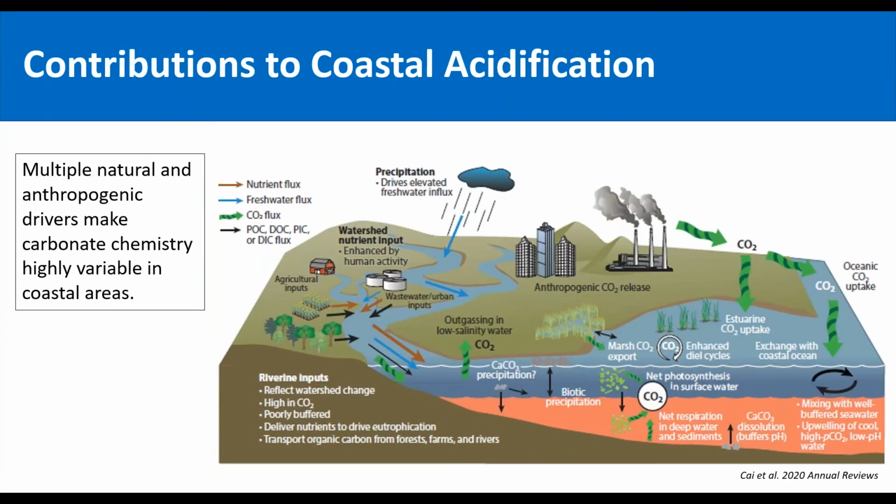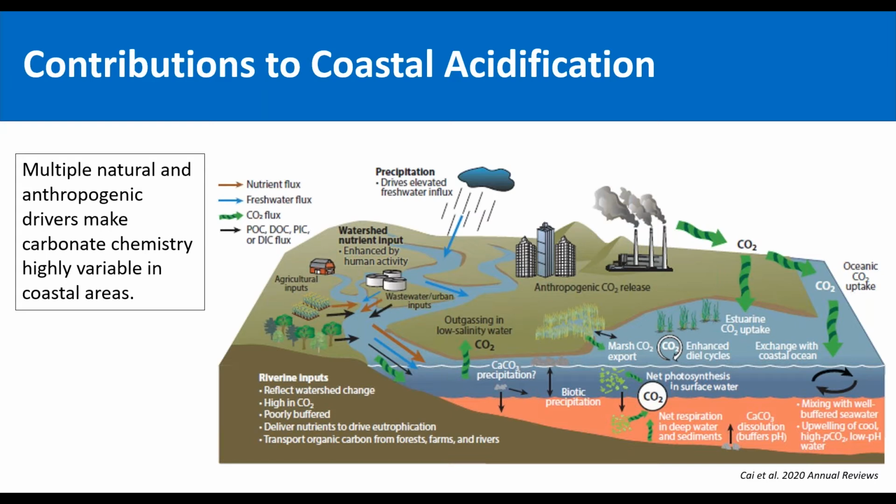So what is coastal acidification? Well, it's sort of ocean acidification plus, is the way I like to think about it. There's ocean acidification that's occurring just from CO2 exchanging from the atmosphere into the ocean, but also there's lots of other natural and anthropogenic drivers that make carbonate chemistry in these estuarine or coastal settings highly variable. So we're not looking only at CO2 from the atmosphere, we're looking at also land-based inputs that can both contribute and buffer acidification in some instances.